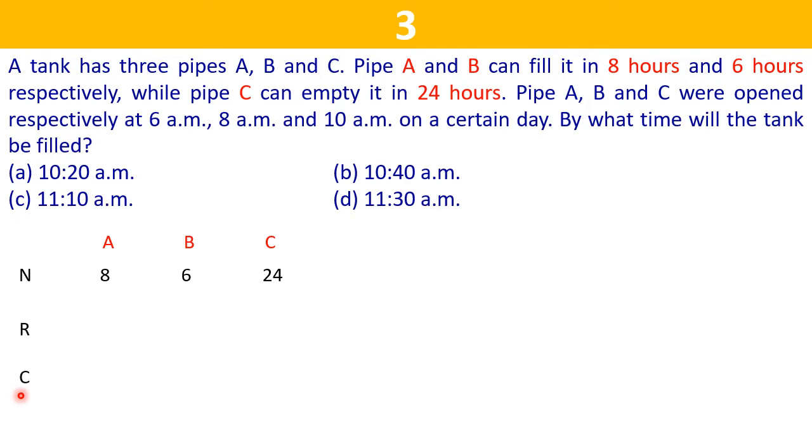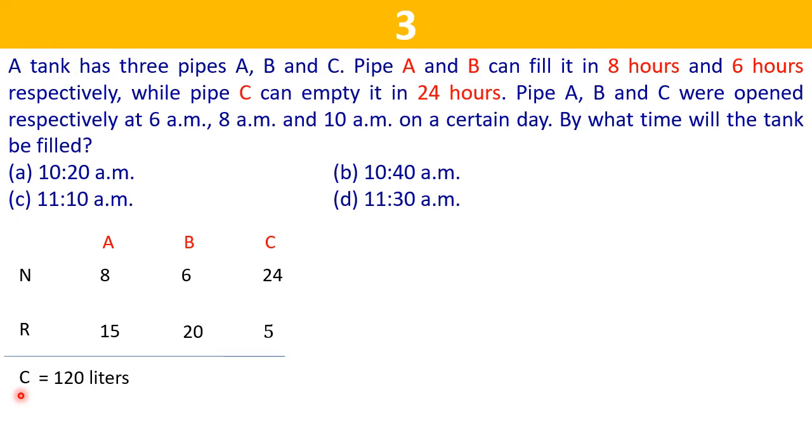Okay. First of all, we need to assume the capacity of the tank. Let us assume a number which is easily divisible by 8, 6 and 24. So I take the capacity of the tank as 120 liters suppose. So what is the rate of filling of pipe A? 15 liters per hour. Rate of filling of pipe B as 20 liters per hour, and rate of emptying by pipe C as 5 liters per hour.